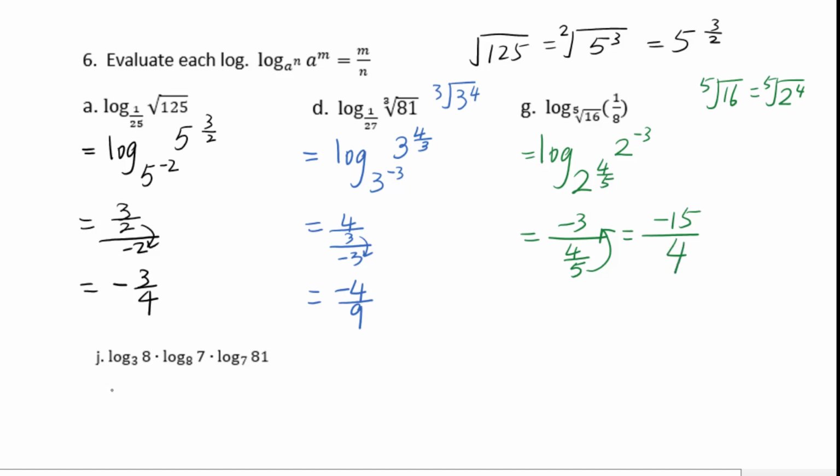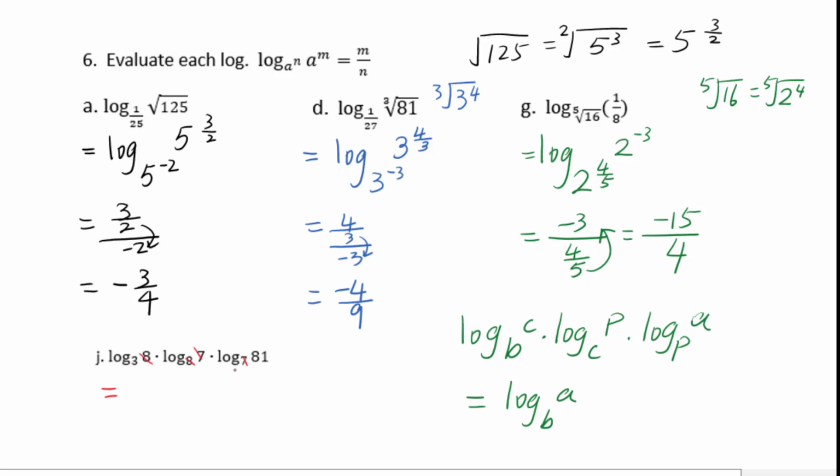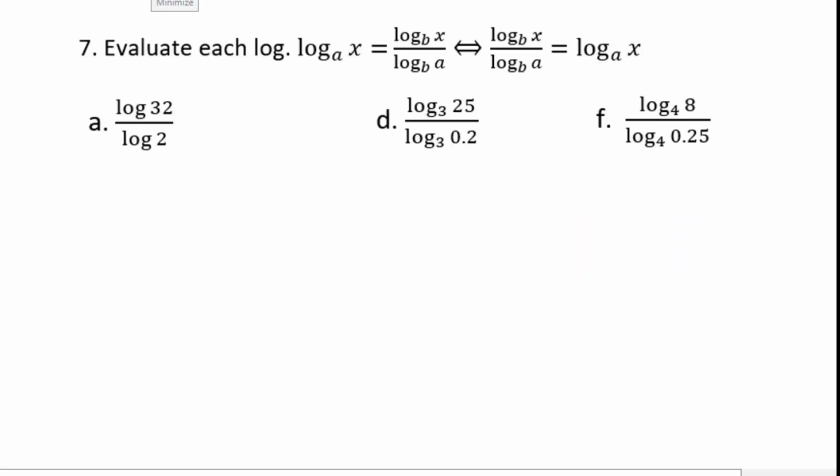Look at the J. We know log base B of C times log base C of P times log base P of A equals log base B of A. Therefore, we will get log base 3 of 81, which equals log base 3 to the first power of 81. 81 is 3 to the fourth power. 4 over 1 equals 4. Let's go to number 7.